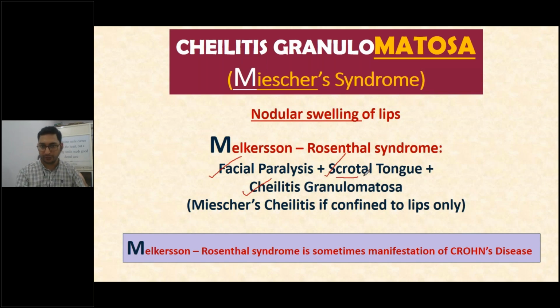If I write here fissure tongue instead of scrotal tongue, then facial and fissure sound almost similar, right? So F here. Facial paralysis, I'm sure you will correlate immediately with Melkersson-Rosenthal syndrome. This is very common with facial paralysis. Right, cheilitis granulomatosa, M matosa, M Melkersson should not be a problem.